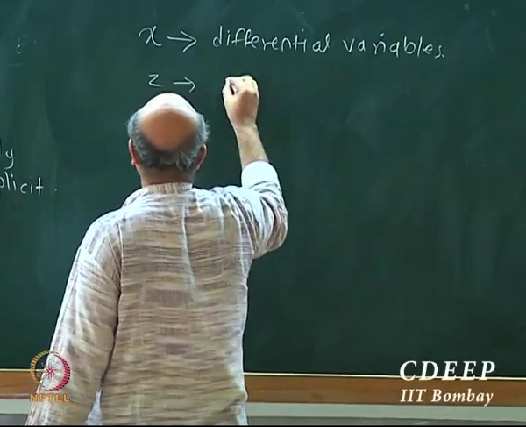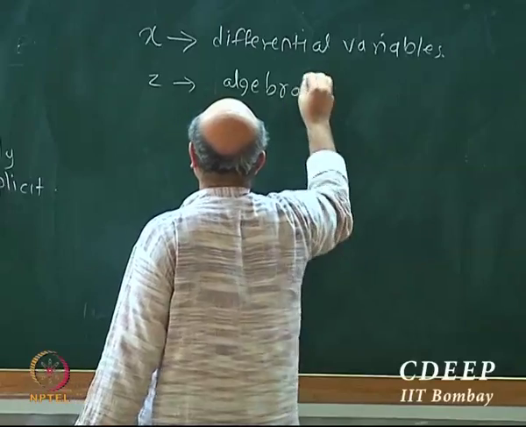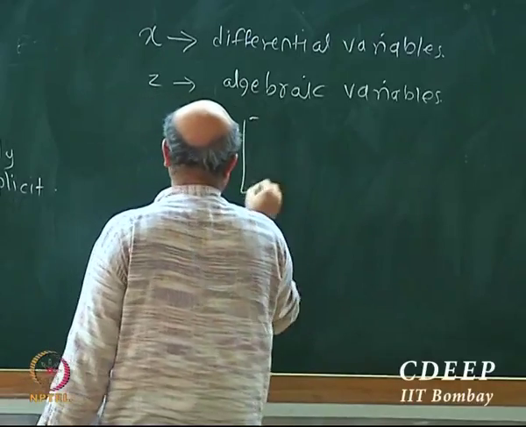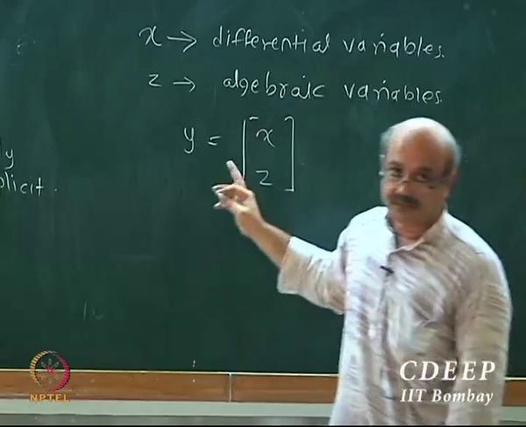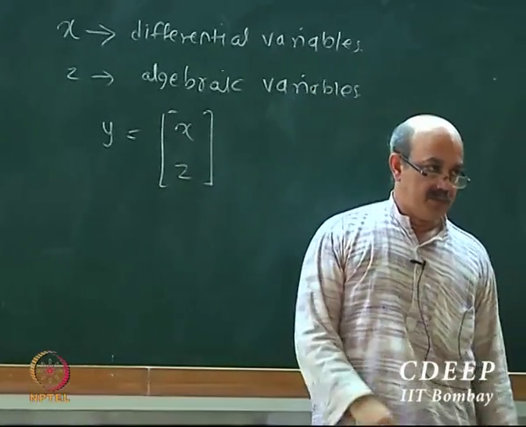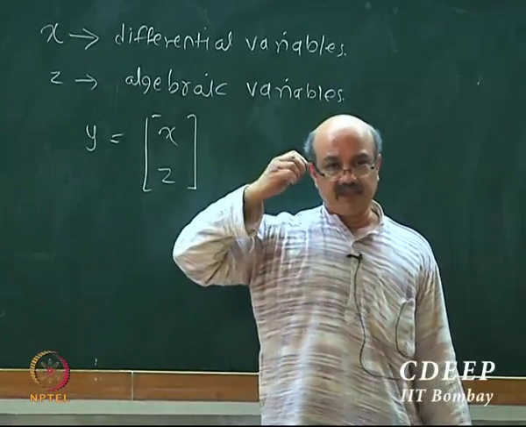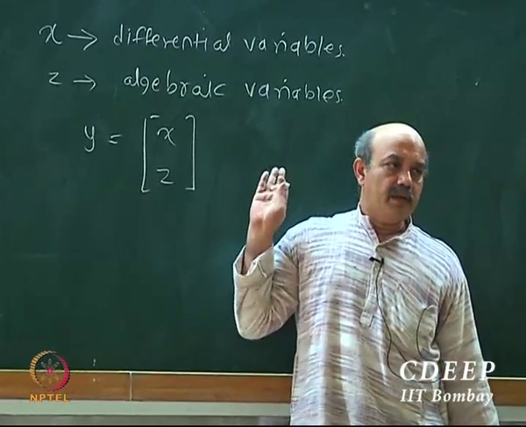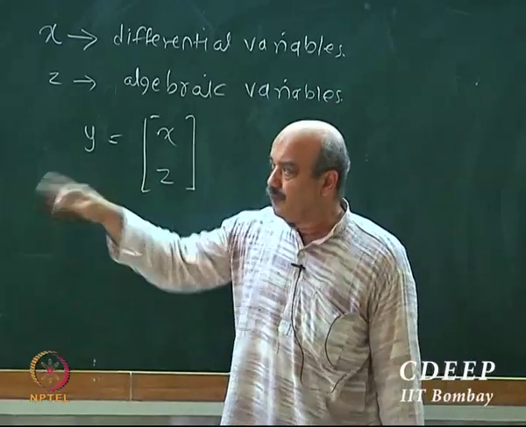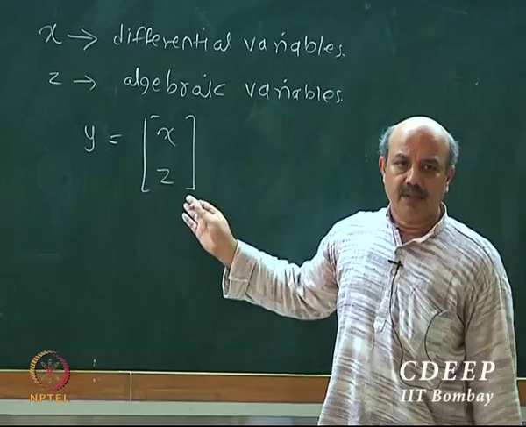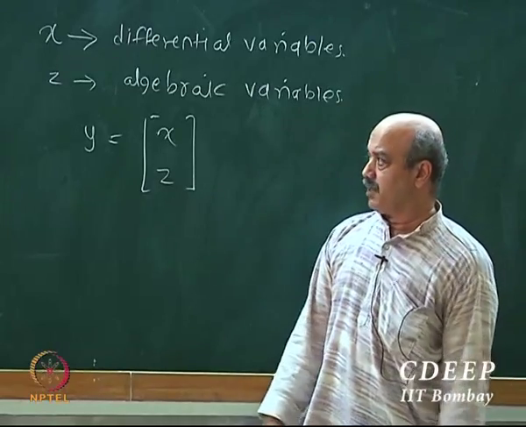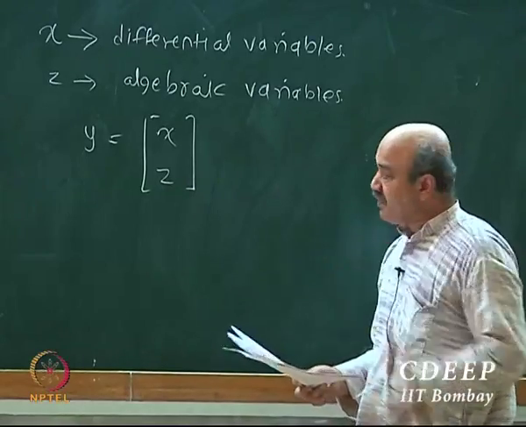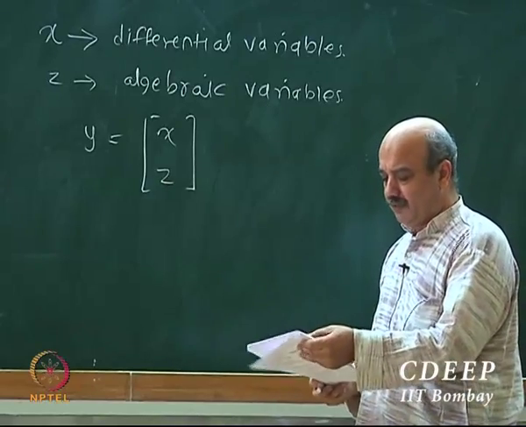and z are algebraic variables, and of course y is nothing but x and z put together. Actually the semi-explicit form can be written in the fully implicit form if you take this definition. So we'll only look at semi-explicit form to simplify our life.